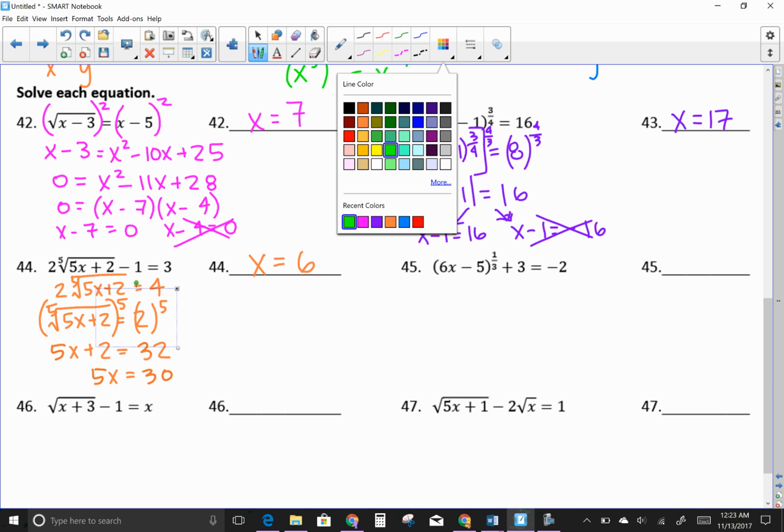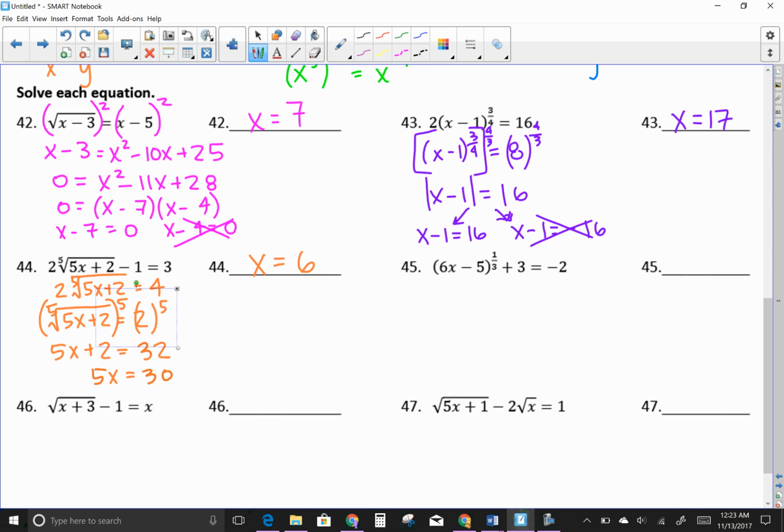All right. Another rational exponent. Again, we have to isolate it, so I'm going to subtract 3. So that's going to give me 6x minus 5 to the 1/3 power equals negative 5. All right, and I have a rational exponent. Then I'm going to raise both sides by its reciprocal, which is 3 over 1. So that's going to give me 6x minus 5.